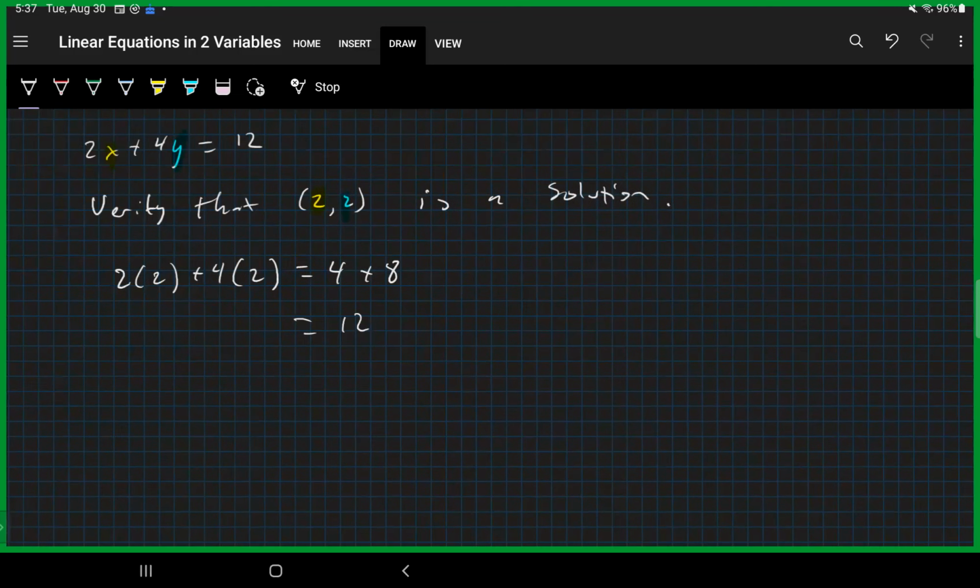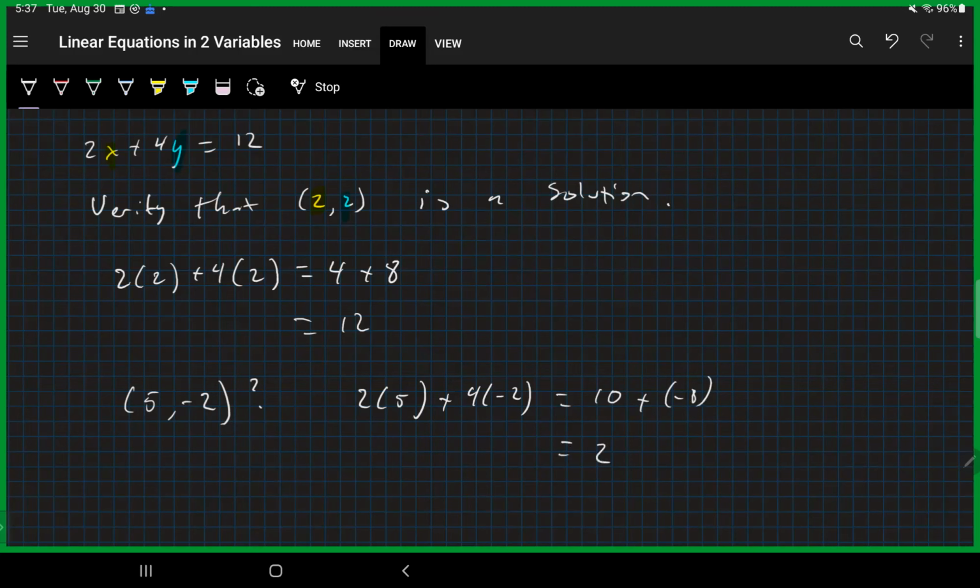Now, we can try to plug in some other values. Let's say 5, -2. Is that a solution? Well, let's try. 2 times 5 plus 4 times -2 is 10 plus -8. And 10 plus a -8 is 2. That is not 12. So no, that is not a solution. So 2, 2 is a solution, and 5, -2 is not.